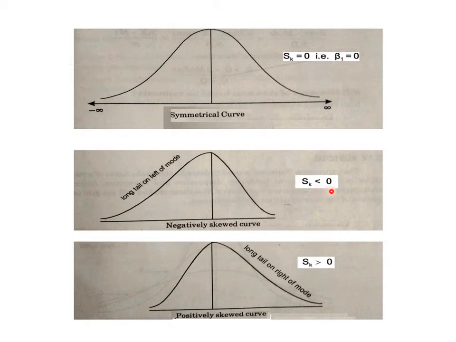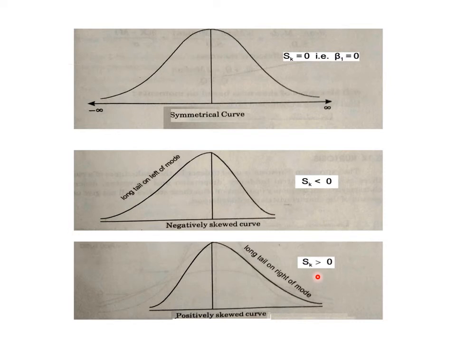And whenever we have Sk less than 0, a negative value of Sk, the curve is known as a negatively skewed curve. In that case, as written there, there is a long tail on the left of the mode, where that particular straight line shows the mode of the curve for which Sk is less than 0. A long tail on the left side of the mode can be seen for a negatively skewed curve, and the median and mean are also seen on the left hand side of that mode for such curves.